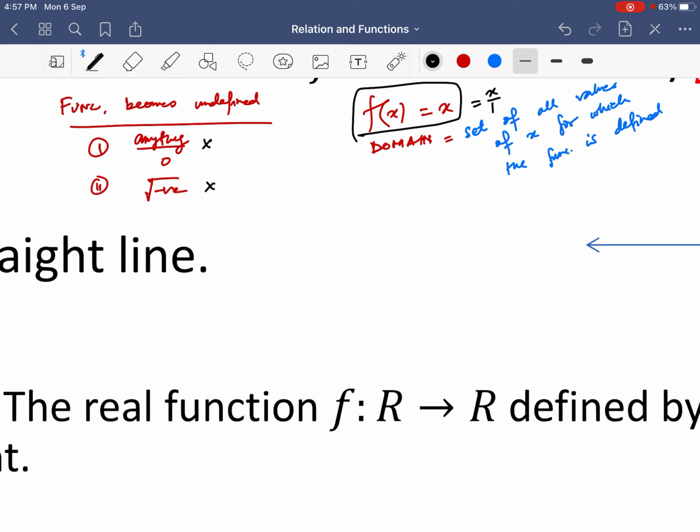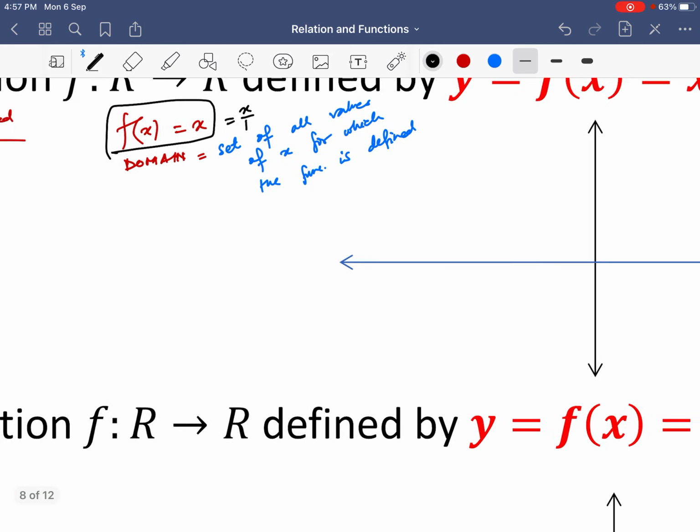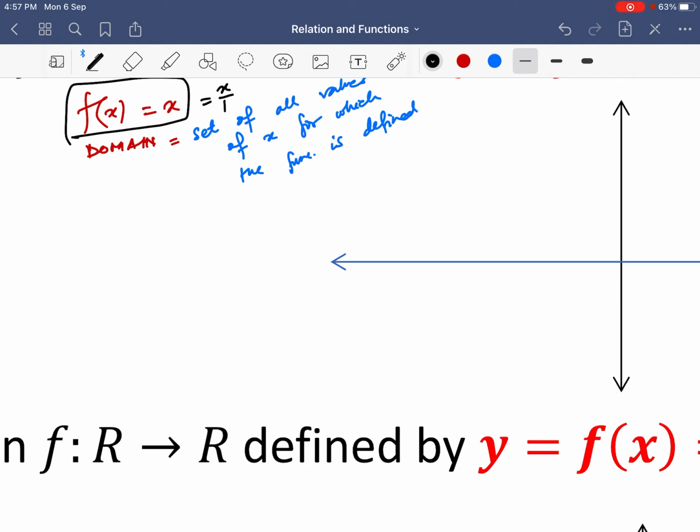So what I see is that if both conditions fail, it means what? The function will never be undefined. So it is always defined. And if it is always defined, it means what? It means basically we are finding the value of x, and the value of x lies in what? Lies in the number line.